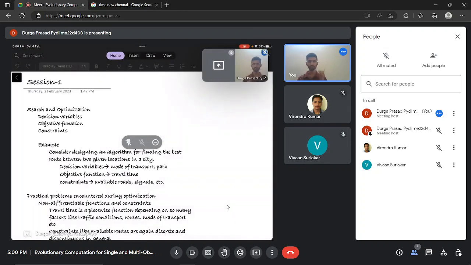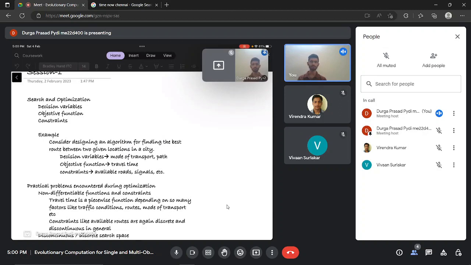So initially we'll go through a quick recap of whatever has been taught in the session over the past 2 weeks. The session starts with what search and optimization is, essentially the basic aspects: what the decision variables are and how you have to choose them, then you go about deciding what an objective function is, and then what the constraints are and several types of constraints we are going to be discussing.